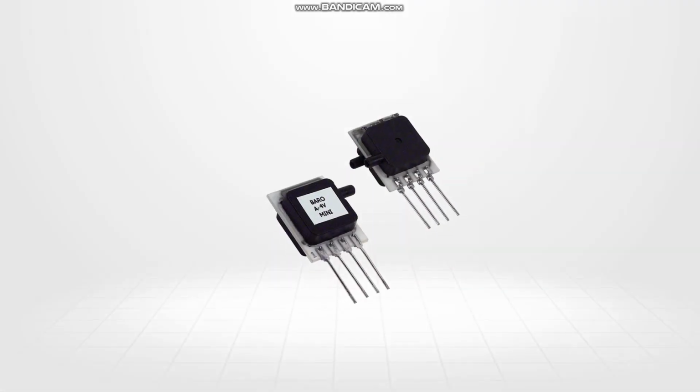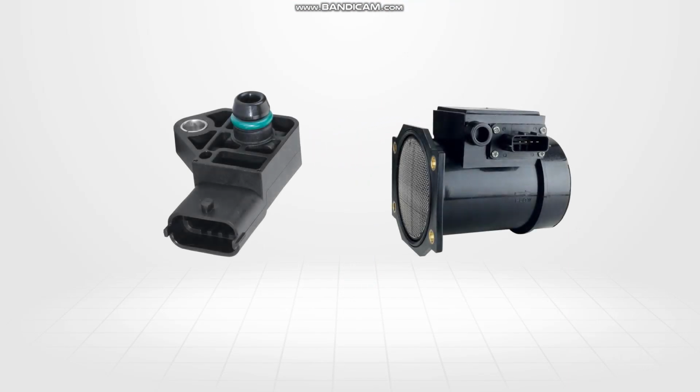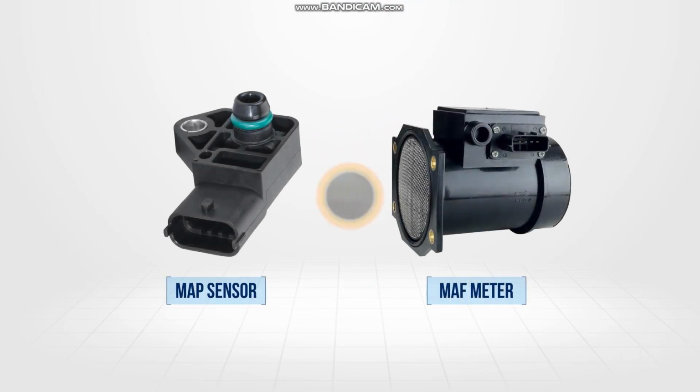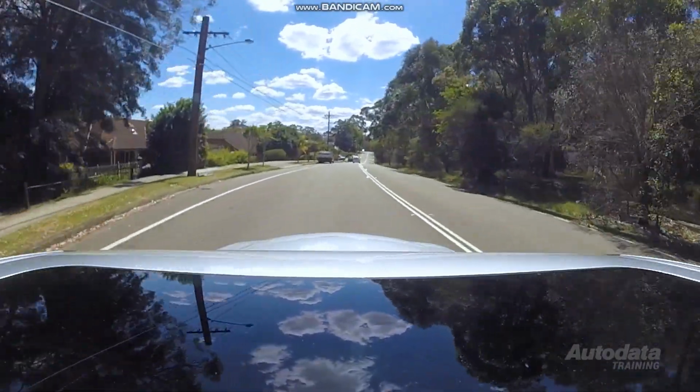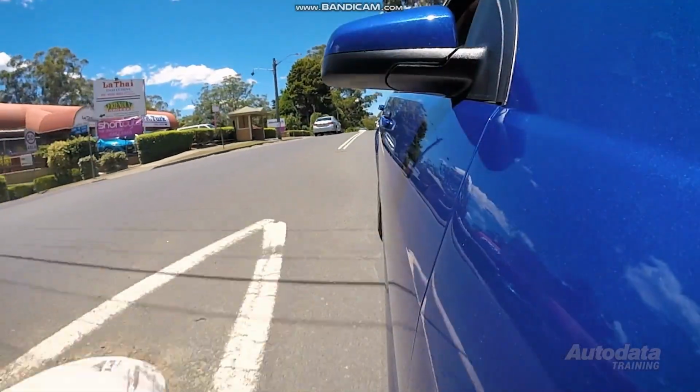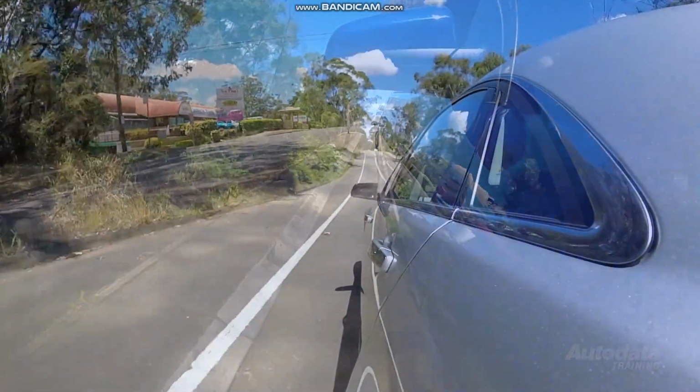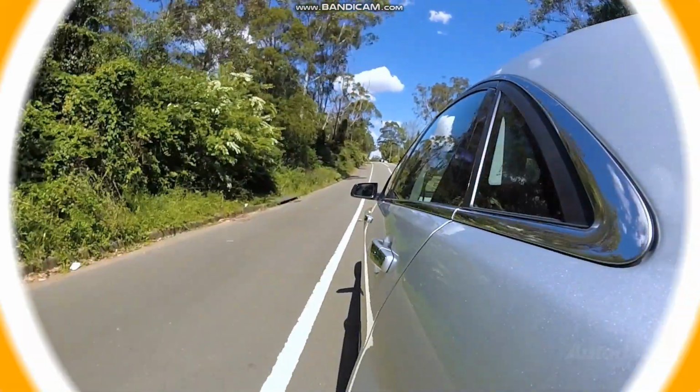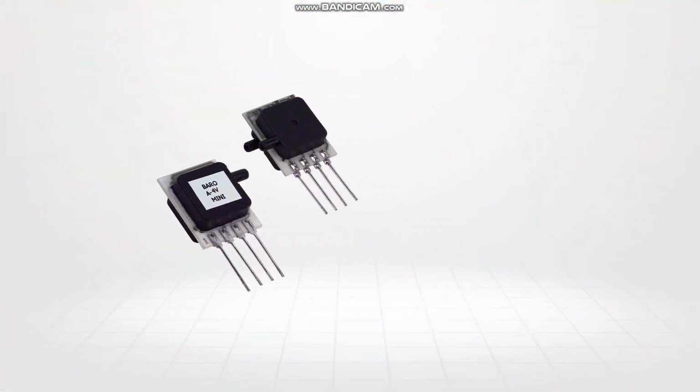The baro sensor is a component used in conjunction with a mass airflow meter or manifold absolute pressure sensor. This sensor provides the engine control module detailed altitude and atmospheric pressure data for a more precise fuel delivery. So, how does it work?